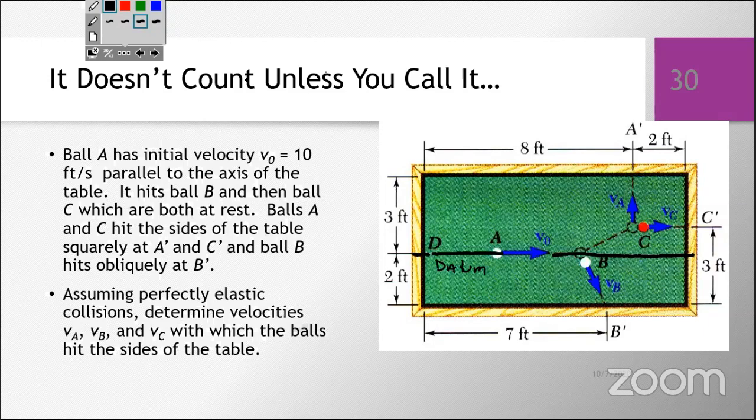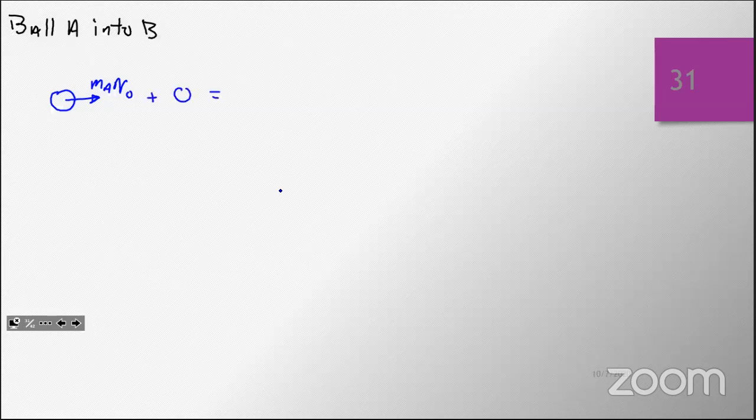So let's start with the collision of ball A into B, right? Start with that. And if we start there, I can draw my impulse momentum diagram where I'll have MA V naught. Well, they're going to hit, right? And same deal as last time. Because they're going to hit, they're going to offset each other with their impulse. So that's going to be 0 plus 0 is equal to what?